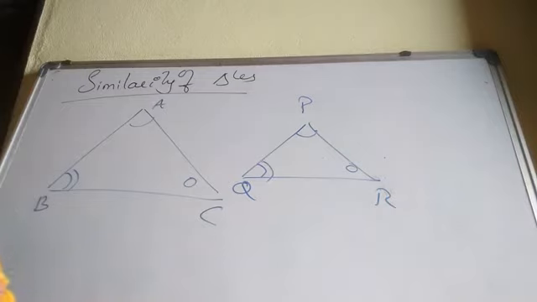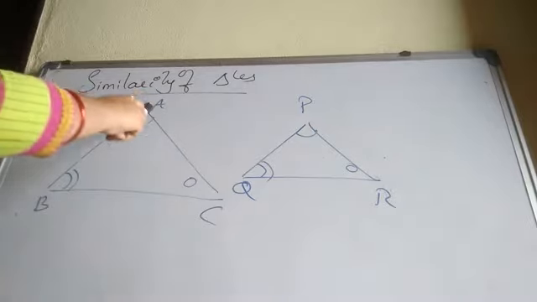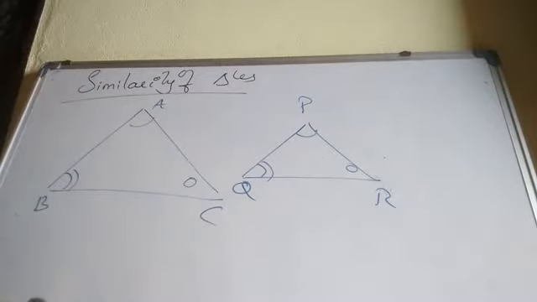Now coming to the new topic, similarity of triangles. This topic we have learned already in 9th class, triangles chapter, last small topic. Similarity of triangles definition. Once again we recall the definition. When can we say two triangles are similar? When corresponding angles are congruent and its corresponding sides are in the same proportion. Okay.